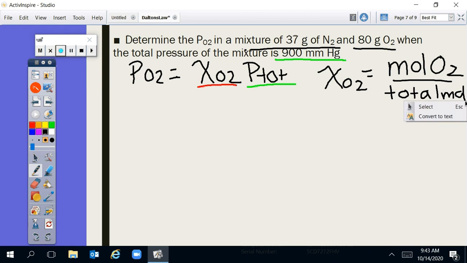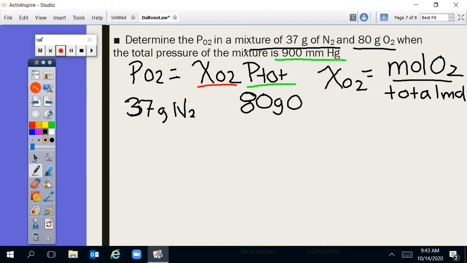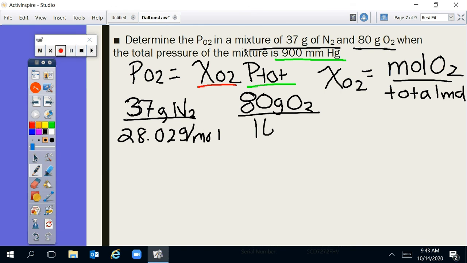So we're starting out with 37 grams of nitrogen, and I'm going to set it up kind of like how I did with empirical formula, where I make columns. I've got 80 grams of oxygen. To get to moles, we want to have weight, so I'm going to divide by 28.02 grams per mole for nitrogen, and for oxygen, 16 grams per mole, and we've got 2 of them, so 32 grams per mole.